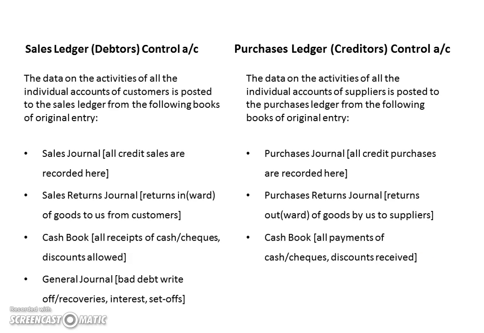Then the cash book, where you would have made payments to your suppliers and they gave you discounts. For example, you got discounts received. And the general journal, where the suppliers would have charged you for not paying your accounts on time, or you may have had some set-offs. So you can see clearly the books of original entry where the information is gathered from.